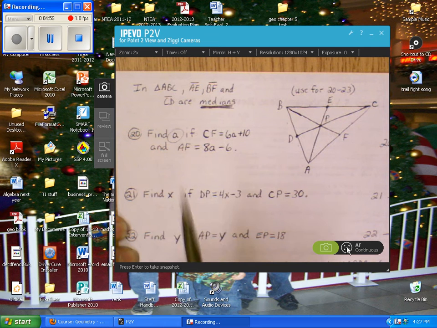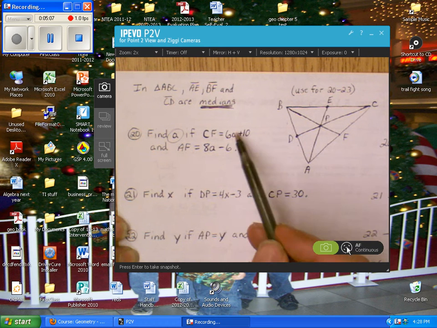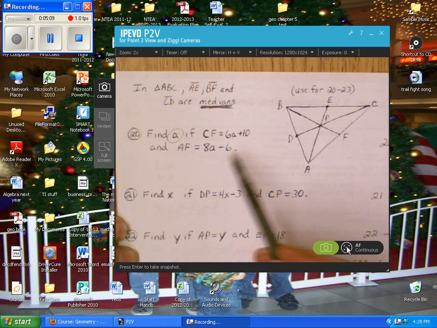And on problem 20, they're just asking you for A. So all you're going to put on your paper is your equation, your work, and what A equals.